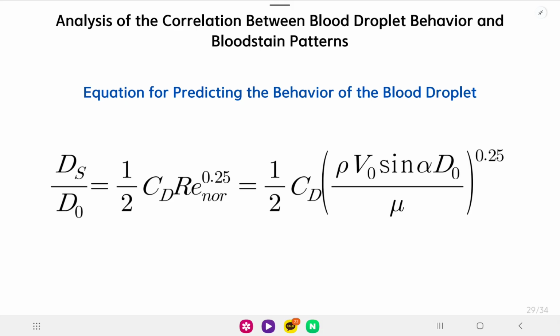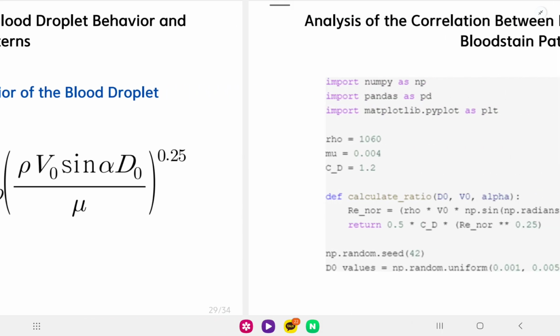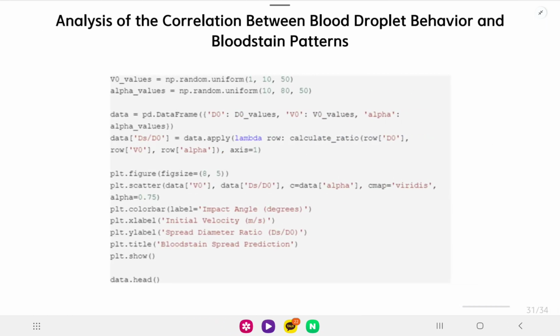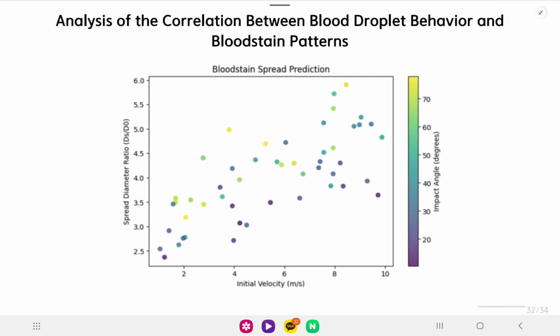Using this, we developed a predictive model for blood droplet behavior, incorporating bloodstain pattern formation based on initial velocity, impact angle, and blood viscosity. The density, viscosity coefficient, and drag coefficient of blood were set as arbitrary constants and parameters. Using the previously defined ratio function, we computed the extent of bloodstain spreading for various conditions.